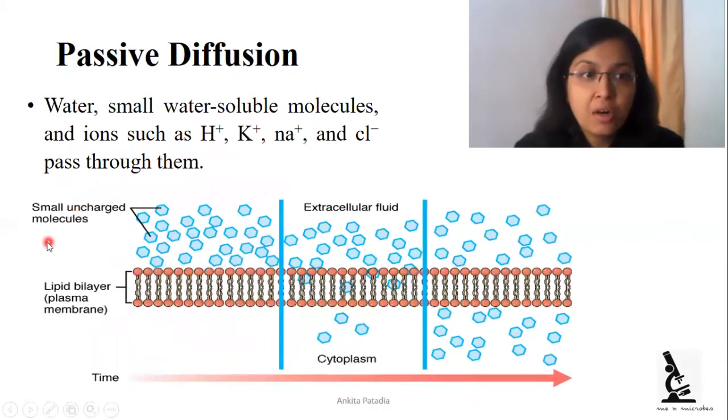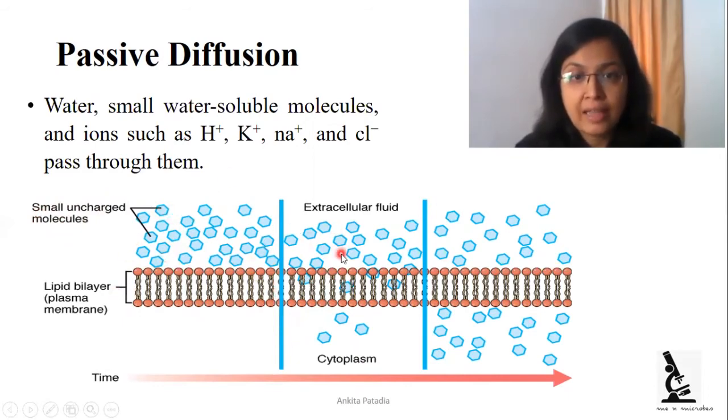In this picture, we can see that small uncharged molecules are there in a higher amount in the first portion. After some time, the portion looks like this, and after some more time, like this. This is the bilayer plasma membrane. Initially, the small molecules are outside the cell, so they will move inside the cell via the permeable membrane into the cytoplasm. So from the extracellular fluid, these molecules will come inside until equilibrium is reached.